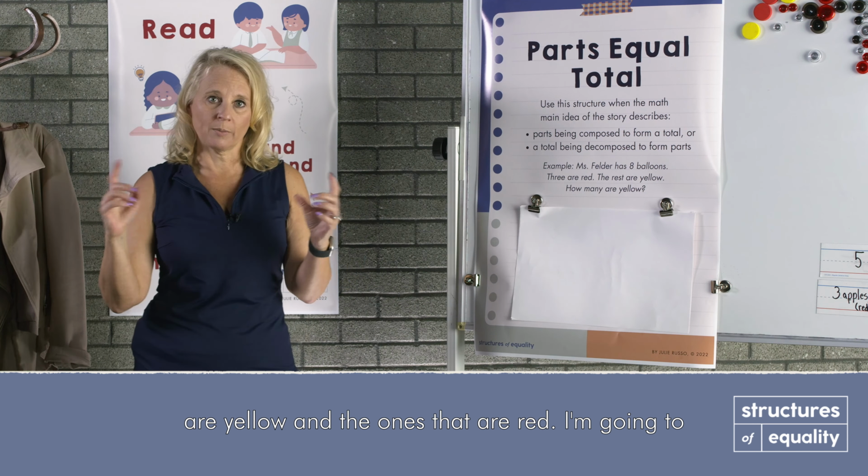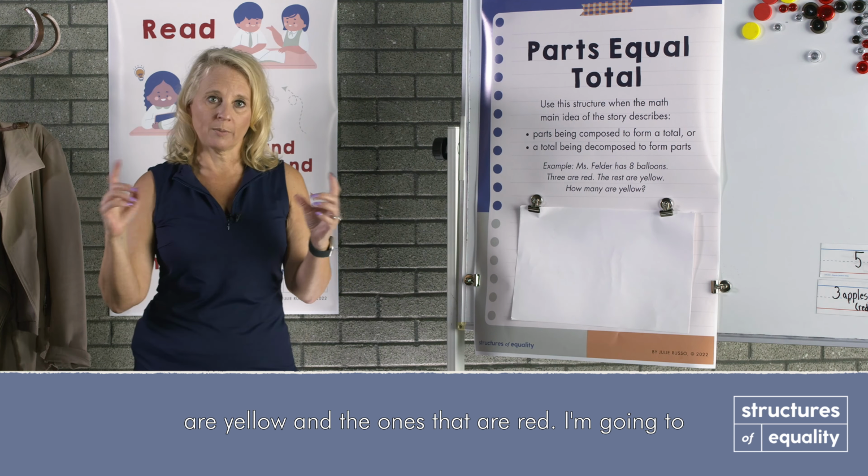And then to give context, we can put the type of balloon in parentheses down below. And the blank here represents the thing that we are looking for. So we have equality, we have labels or units, we also have values. It's important to have all 3 of those things in the parts equal total structure of equality. When a student is able to draw this structure of equality like this, they should be able to retell the story from the structure.